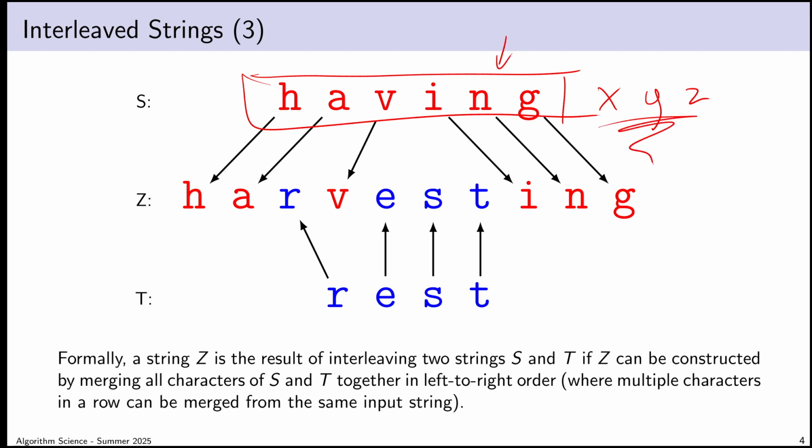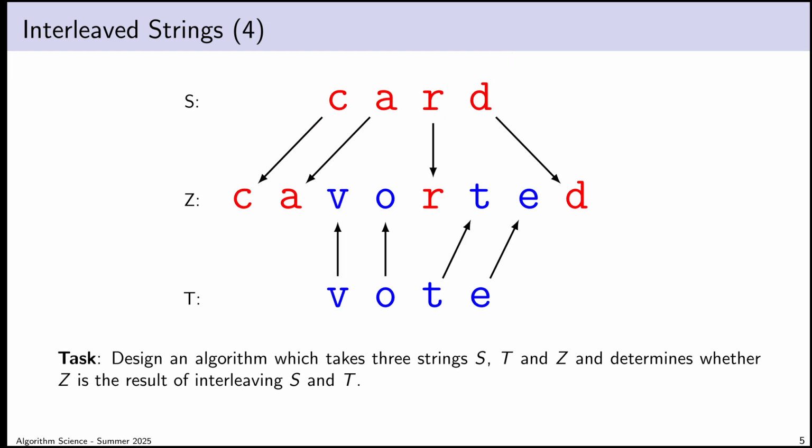How would you solve this problem then? So the algorithm that I want to develop is one that takes three different strings, two small strings S and T and one large string Z, and reports whether or not I can somehow construct Z via an interleaving of S and T.